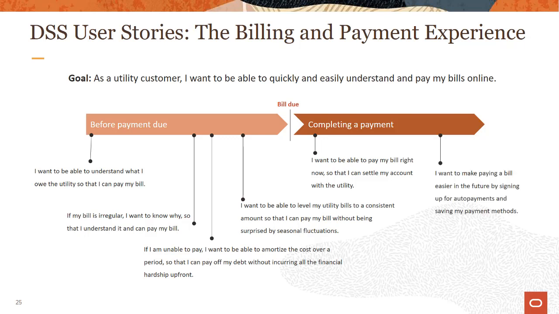Speaking of future payments, if a customer wants to, quote, set it and forget it, they can enroll in AutoPay through DSST to automatically pay their bill on a specified date with the payment method of their choice.